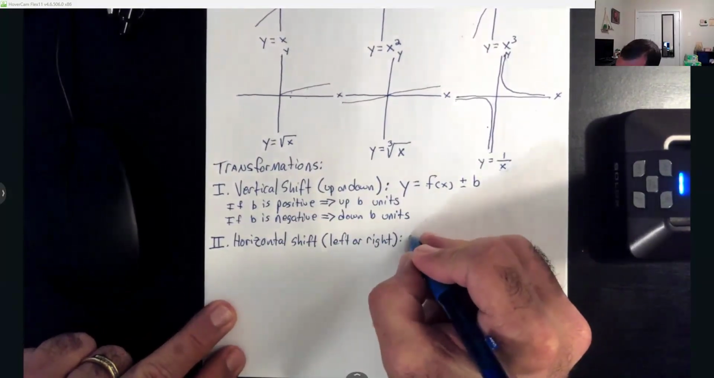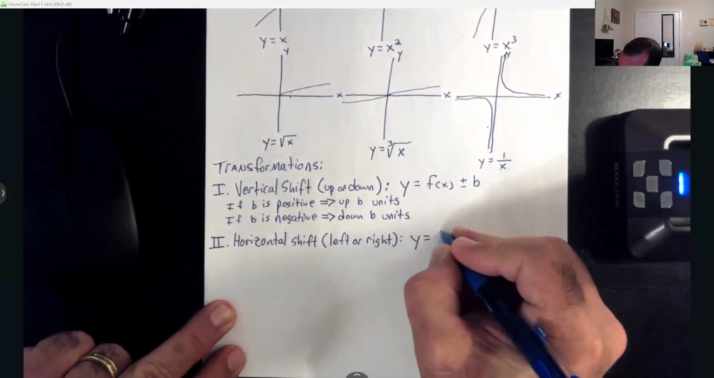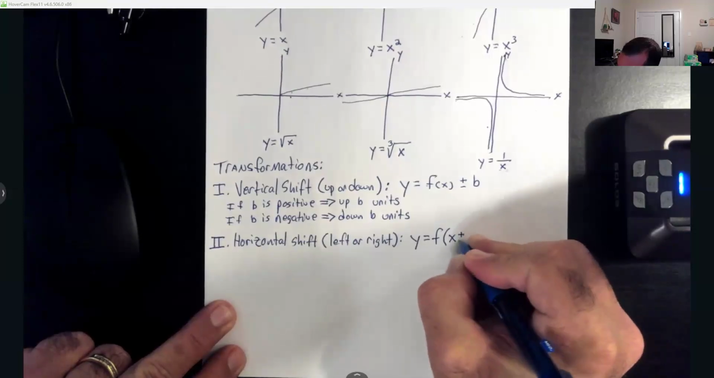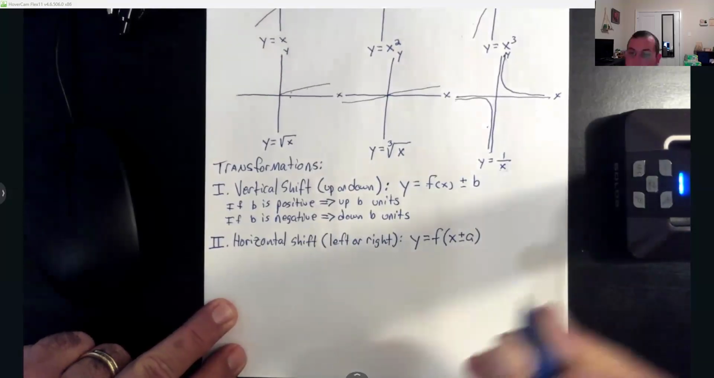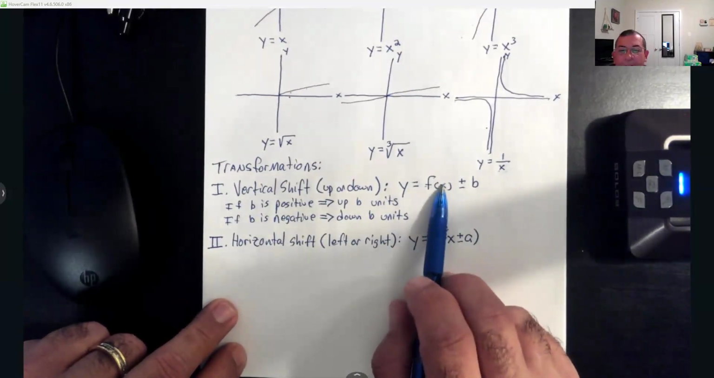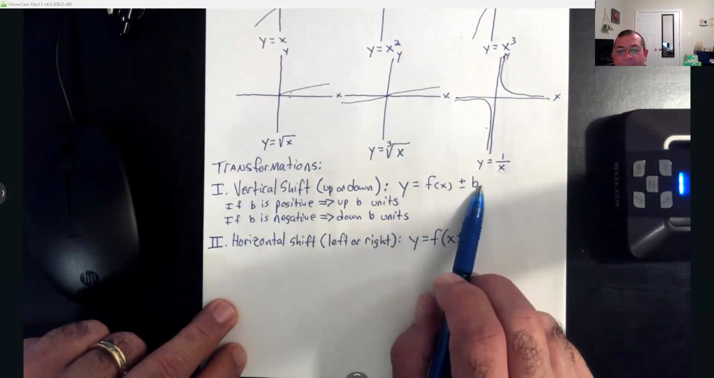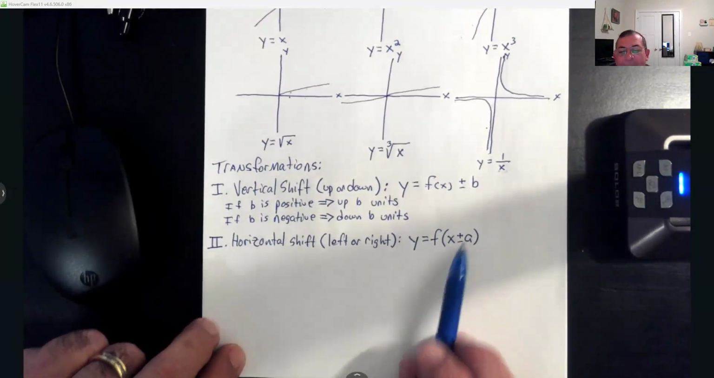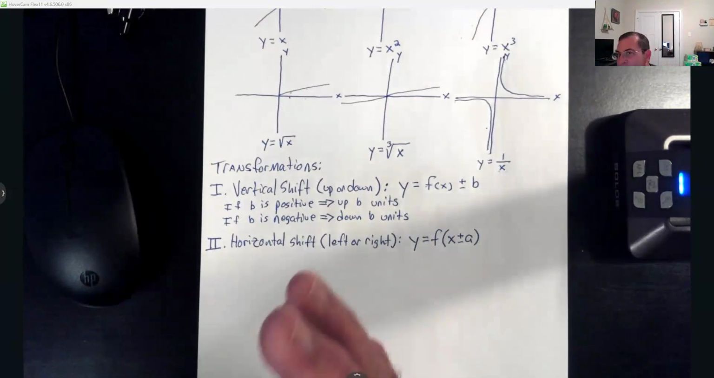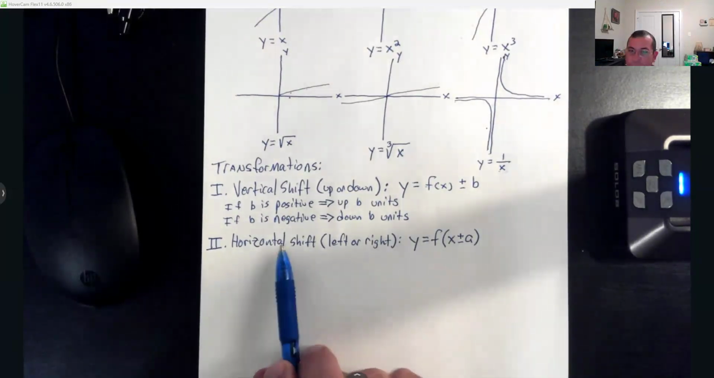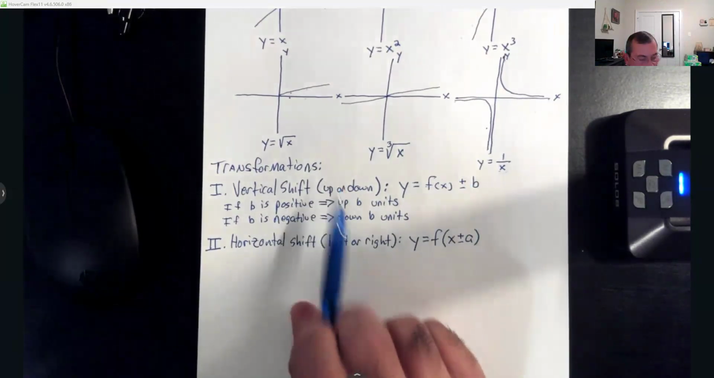All right, so to go left to right, you'll have y equals f of x plus or minus a. Now, y'all look at the difference. Up here, the function is not affected, and we're just adding or subtracting a number. For horizontal shifts, the adding or subtracting will be done inside parentheses with the function, okay? So if it's inside the parentheses, it's going to be horizontal. If it's at the end, it'll be vertical.